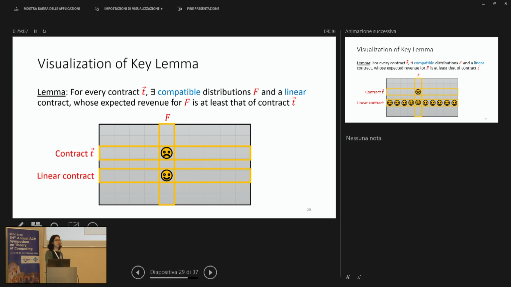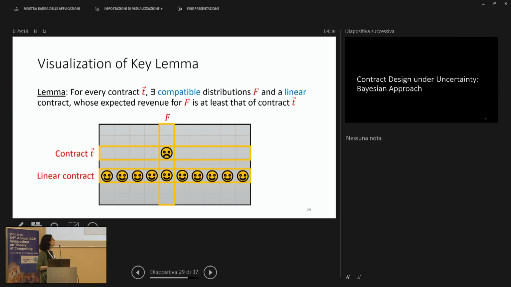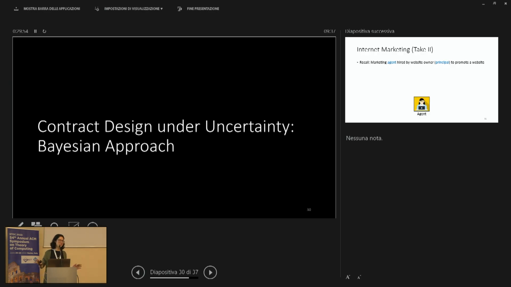The distance between this key lemma and the actual theorem is not far. All you have to do is remember the inherent robustness of linear contracts. The way this robustness looks on this slide is noticing that in this matrix of the zero-sum game, it doesn't matter which compatible distribution matrix the adversary chooses. The linear contract is agnostic to that. Whatever choice the adversary makes, the linear contract makes the same expected revenue. Okay, so if you try to see what is the maximin strategy for the contract designer, it's a linear contract. And that's basically the whole proof, up to the key lemma, which I won't go into. I'll stay at a high level because this is a tutorial.